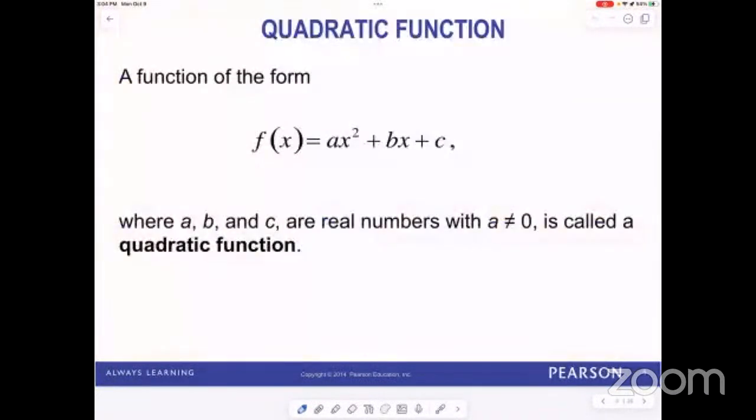A function of this form, f of x equals ax squared plus bx plus c, where a, b, and c are real numbers and a is not 0, is called a quadratic function. We've explored this already, where we had our library of parent functions, and we had the one that was a squaring function. It was based on this. So now we're going to dive a little bit deeper into the squaring function, specifically the quadratic function, and explore some techniques for graphing these specific types of functions.